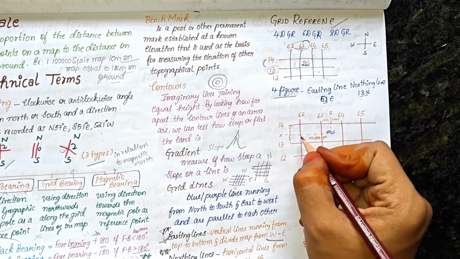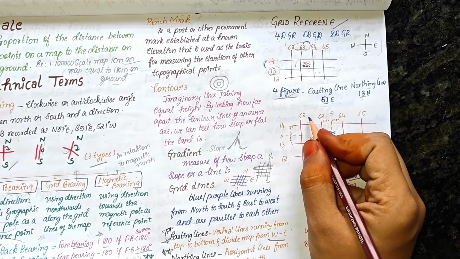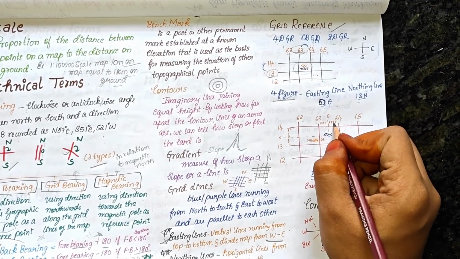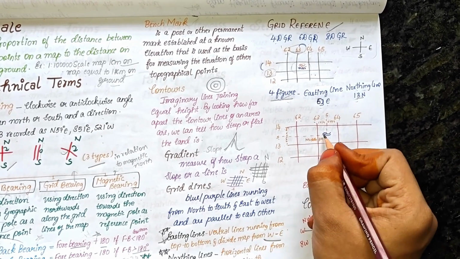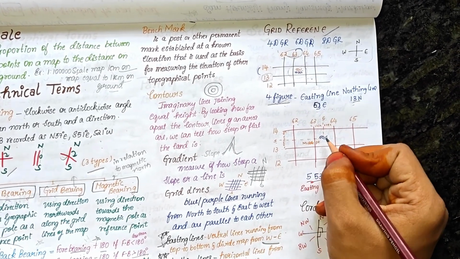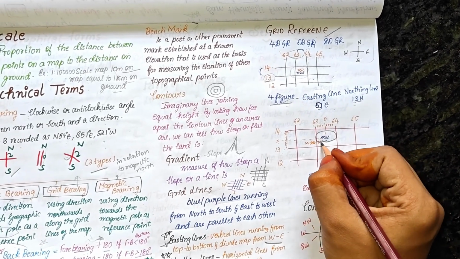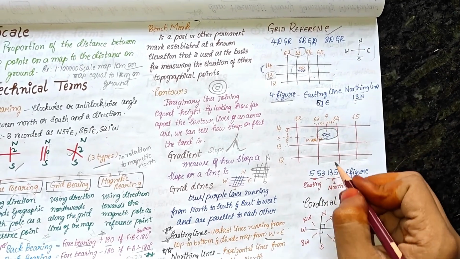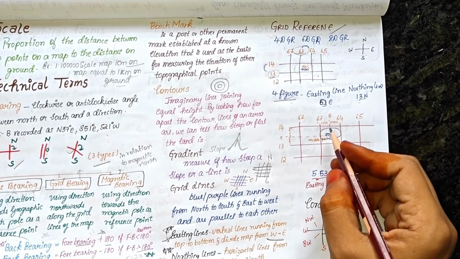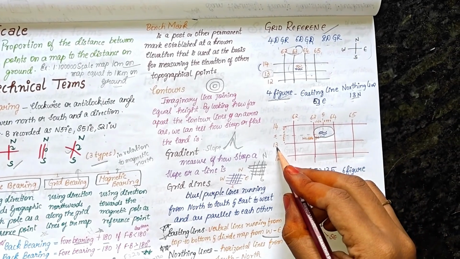And how do you calculate a six figure? For a six figure, there will be sublines even between 12 to 13, 13 to 14, 62 to 63 and 63 to 64. Here there will be 1, 2, 3, 4, 5, 6, 7, 8. The mid will be 5. Here also the mid will be 5. Suppose the river is present at the middle point. First of all, we write the easting and northing lines for the six figure also. Here the easting line is 63 and the northing line is 13.